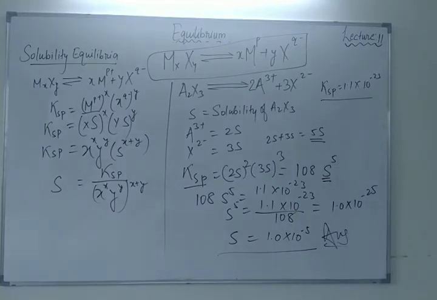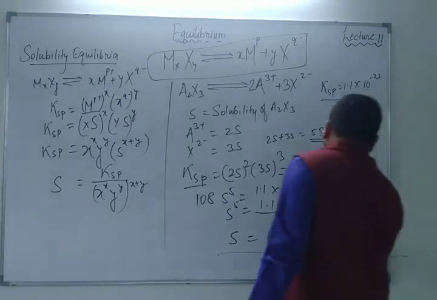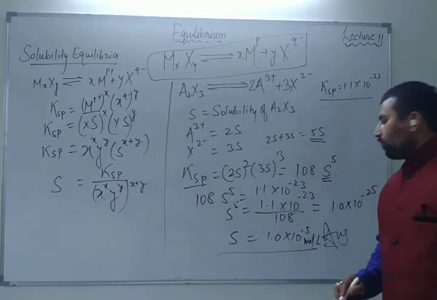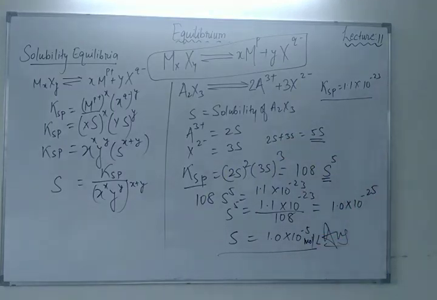Can you tell me what is the SI unit? Mole per liter. Don't forget to write the SI unit. Mole per liter. Okay, dear students? So I hope that you can now easily calculate the solubility of any pure substance if the solubility product constant is given. It's very easy to calculate.